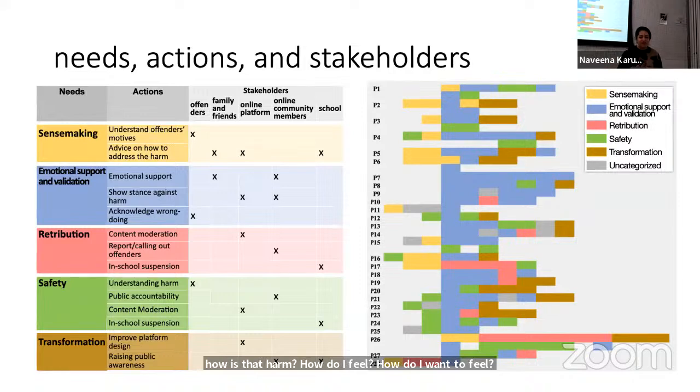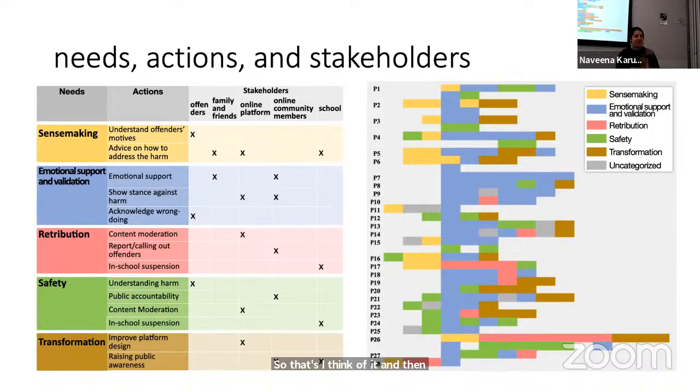Another thing that we found was that emotional support and validation was there for almost every single person we spoke to. And that's one of our very big blind spots, is that if you think about the ways that we address harm, we almost never validate anyone or think about how do we emotionally support them. And so that's, I think, going to be a really important part too.